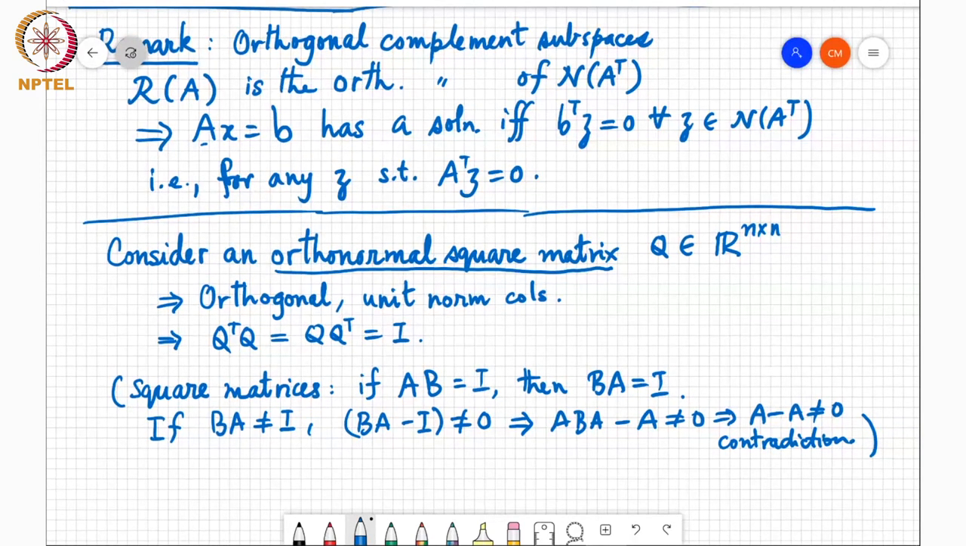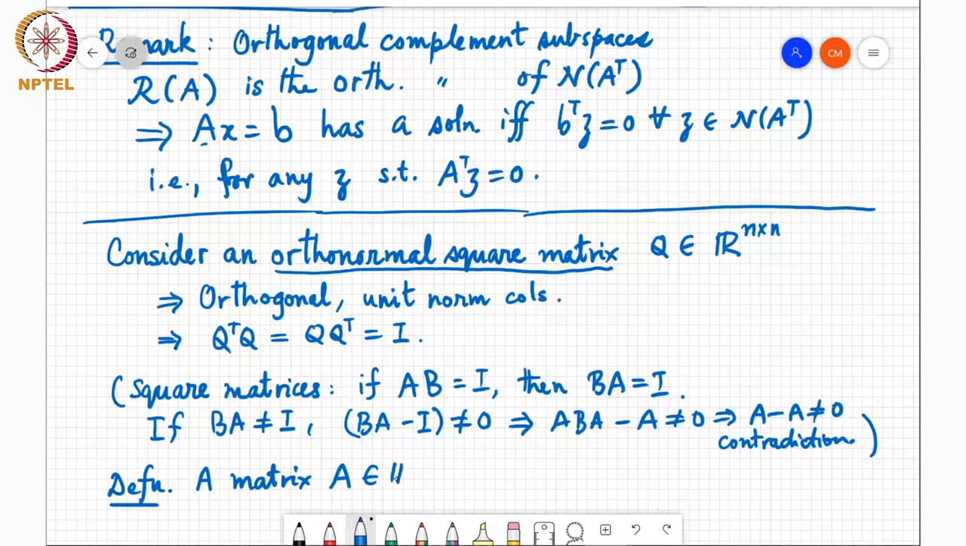So there is another definition for an orthonormal matrix, which is the definition I'm going to use for stating this proposition, which is that a matrix A in R to the n cross n.